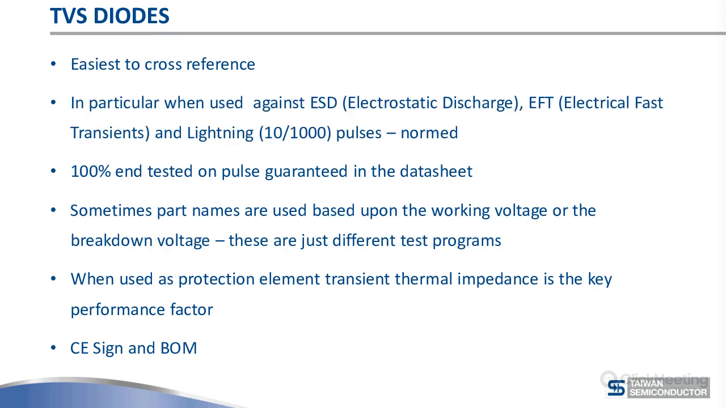Sometimes there's a complexity that some part names use the breakdown voltage, and some use the standoff voltage or the working voltage. This can be a nuisance when you are cross-referencing parts, but you should understand that these are just two different test programs. There's essentially no difference between the two products. When used as a protection element, the transient thermal impedance is the key factor. The pulses are shorter than 1.5 milliseconds, so the die size is the key factor.